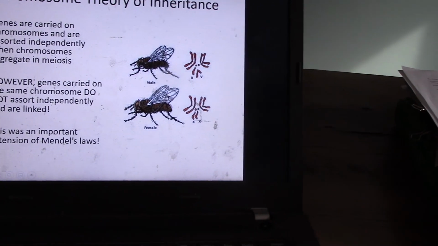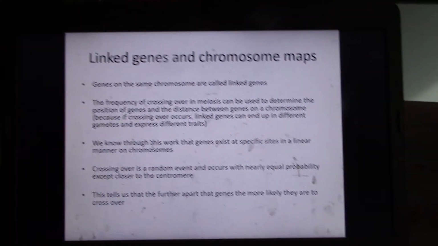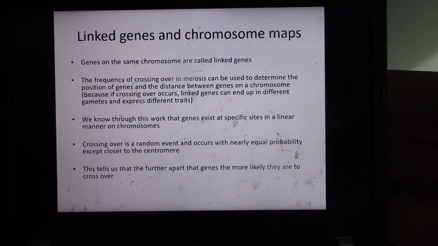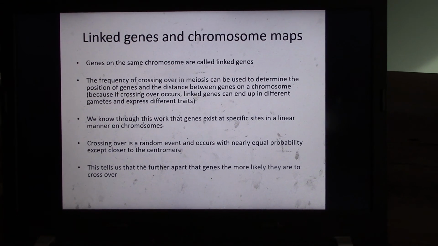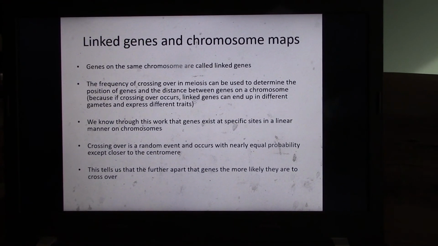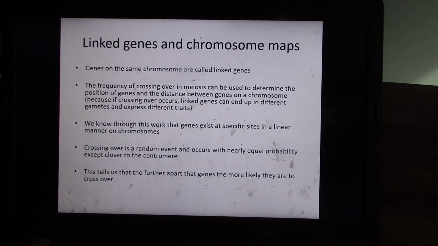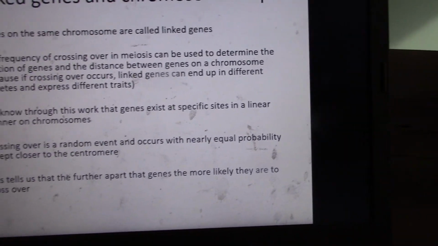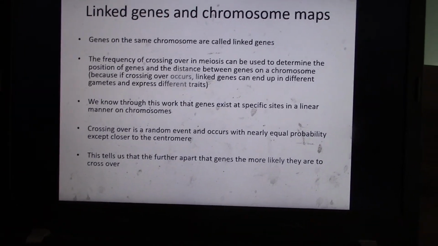So, how did we first figure this out? Well, this dude named Thomas Morgan was studying fruit flies. All right, so genes on the same chromosome are linked in some cases. Crossing over is a random event. And the frequency of crossing over in meiosis can be used to determine the position of genes, which is what I just said.